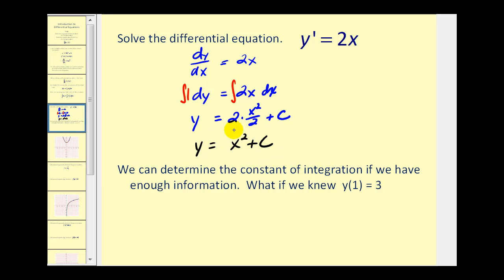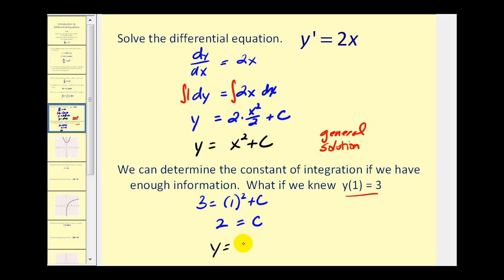Notice our solution is a family of functions, and this is called a general solution to a differential equation. Sometimes we're given enough information to determine the constant of integration, as we see here that y(1) is equal to 3. So we can use this information to find the value of c. When x is equal to 1, y is equal to 3. So we would have 3 equals 1 squared plus c. So we'd have c equals 2, which means y equals x squared plus 2. And this is called the particular solution.